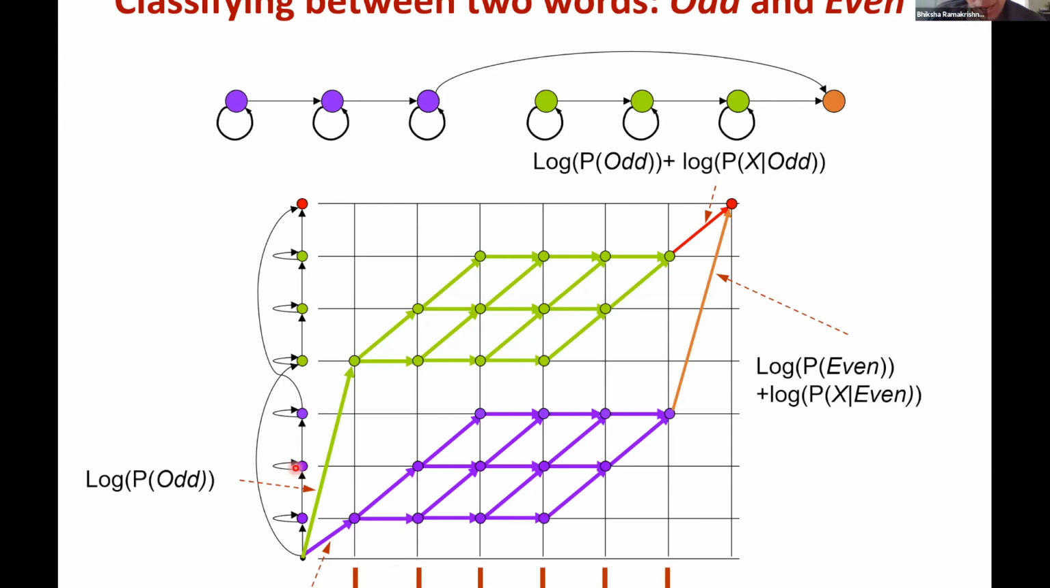And I can find a path through this larger graph. And if the best path goes through the green region of the graph, you know that the word was odd. If the best path goes through the blue region of the graph, it was the word even. Make sense? Right? Yeah, it does. And so now instead of doing two graph searches, you've done one.